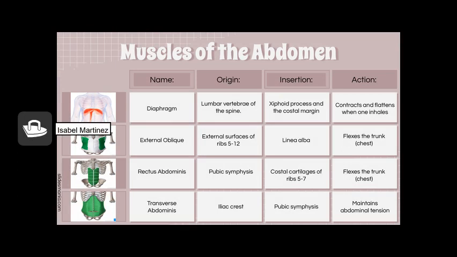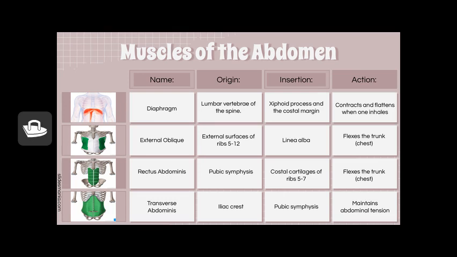Muscles of the abdomen support the trunk, allow for movement, and also hold our organs in place. They regulate internal abdominal pressure, which allows them to do so. Here I have included just 4 examples of muscles of the abdomen. We have the diaphragm, the external oblique, the rectus abdominis, and the transverse abdominis. I've included their origin, insertion, and action.